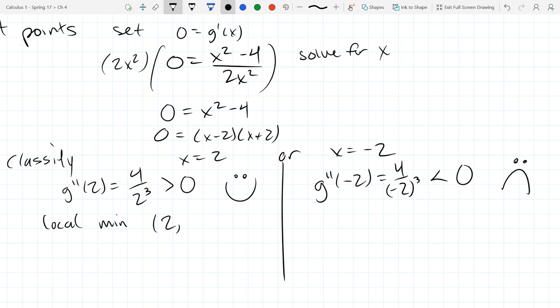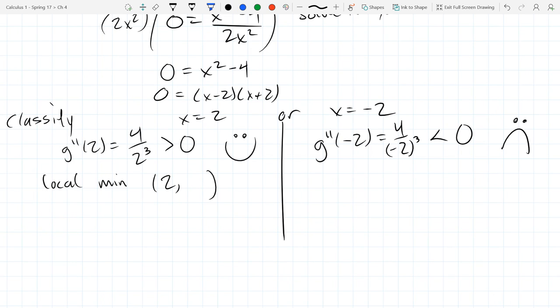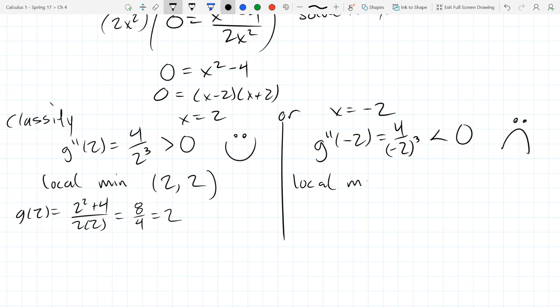How do I get the y value? Plug it into the original. So I need to know what is g of 2. So that's 2 squared plus 4 over 2 times 2, which is 8 fourths, and that's 2. So that was for our local min, 2, 2. Now for our negative 2, that's a local maximum because we have a frowny face, concave down. And we're going to do the exact same thing to find the y value, except we're plugging in negative 2.